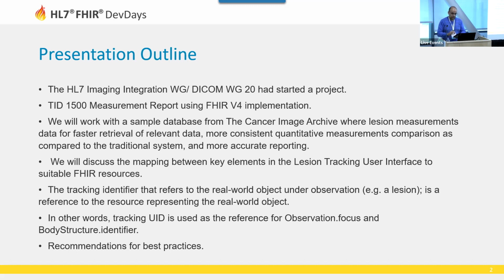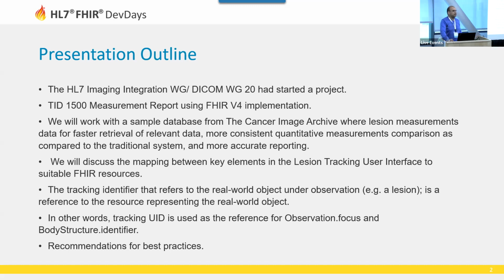So we have collected a sample data set from the Cancer Imaging Archive to look for lesions, so that we can track them over time. As you know, it's very important that if you have, for example, a pneumothorax detected in the chest X-ray, that we monitor that. Is it increasing in size? Is it diminishing?